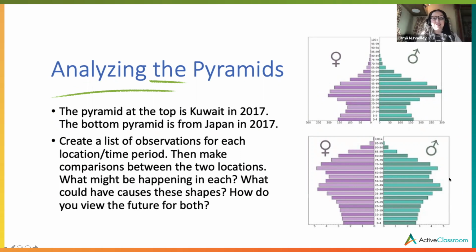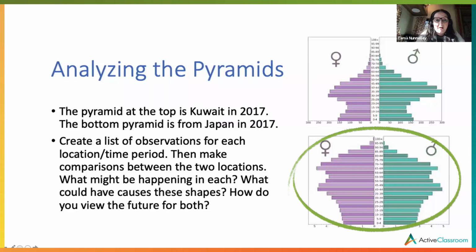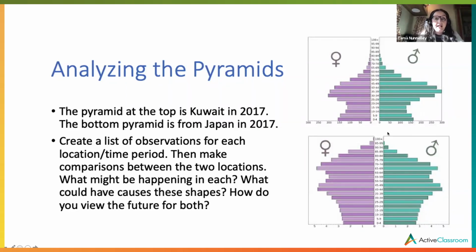analyze population pyramids. So not quite a map, but really it is a map. This is a map of the population figures for males and females in 2 different locations in a period of time. So it's just a different kind of map. It's a graphic more than anything. So by looking at Kuwait versus Japan, and we look at the difference between the male and female population, we have the kids create a list of observations for each location and time period. Now they can actually create their own population maps.